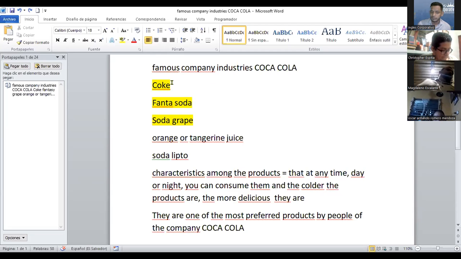Characteristics among the products that at any time, day or night, you can consume them. The more golden the product, or the more delicious they are. They are one of the most preferred products by people of the company Coca-Cola.